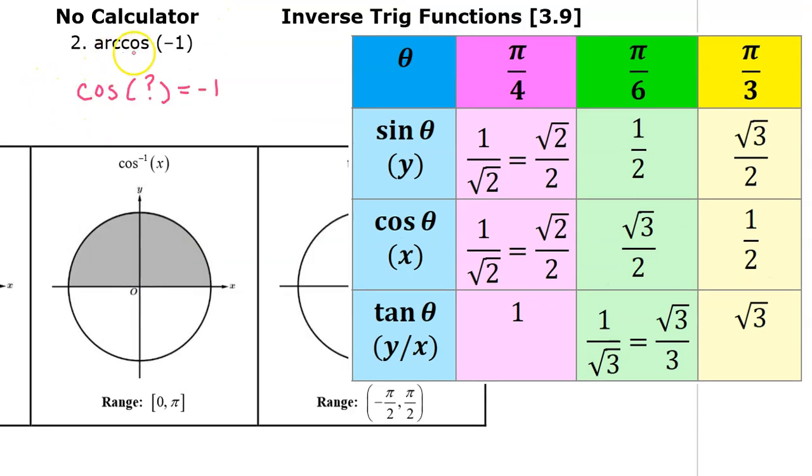To evaluate the arc cosine of negative 1, you ask yourself the cosine of what is negative 1. Cosine is the x value on the unit circle. Right here, the x value is 1. We are 1 to the right. Right here, the x value is 0. Right here, the x value is negative 1. And down here, the x value is 0. So, the cosine of this angle, which is pi, is equal to negative 1. Therefore, the arc cosine of negative 1 is pi.